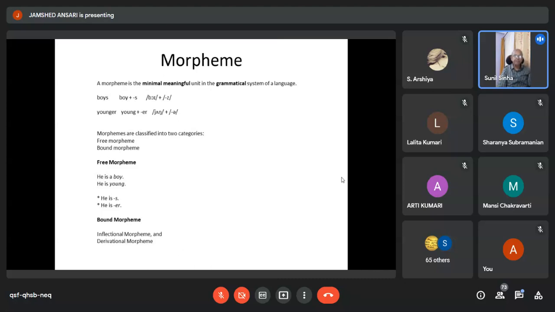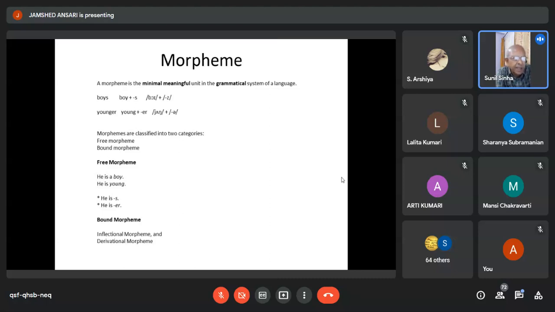Then it has to be meaningful. What is meaningful? Boy has a meaning. There is a meaning of this word boy. And z also has a meaning. What is the meaning of z? More than one. Boy means one boy, and boys means more than one boy. Right? Similarly, take younger.